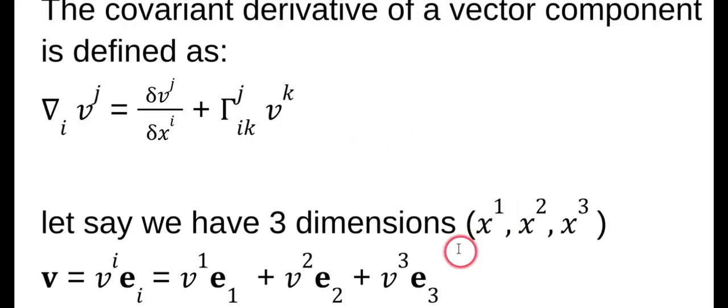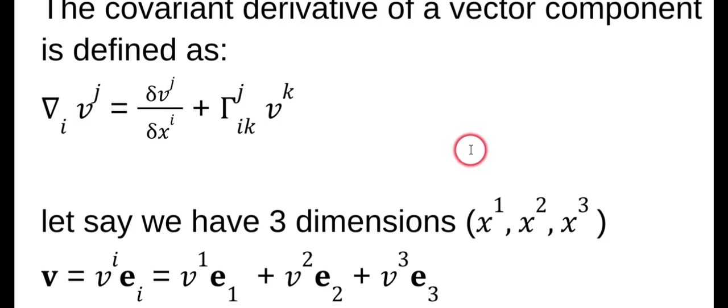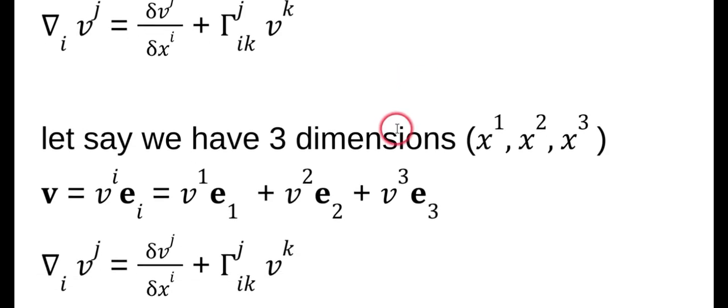Does that make sense? All right, so let's say we're working in 3 dimensions. And we write the dimensions as x1, x2, x3. These are not exponents, they're indexes. All right? So we have this vector V^i e_i. So this is a summation index. So we go 1, 2, 3, right? So this means this.